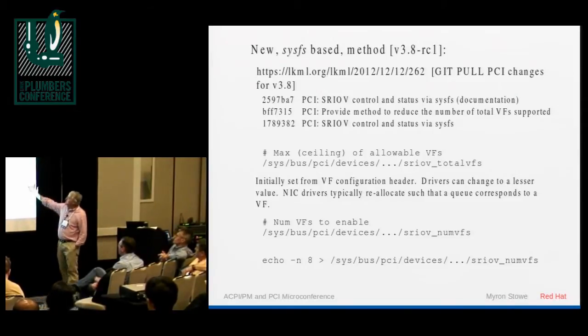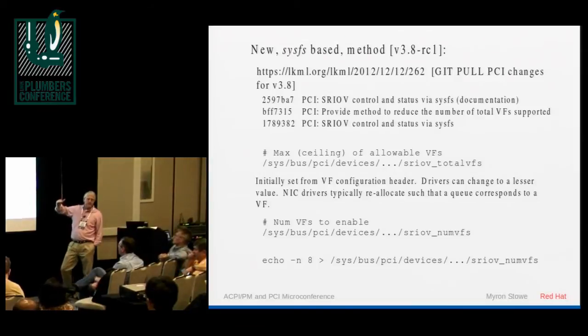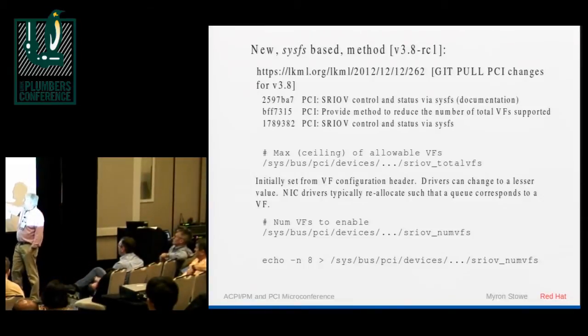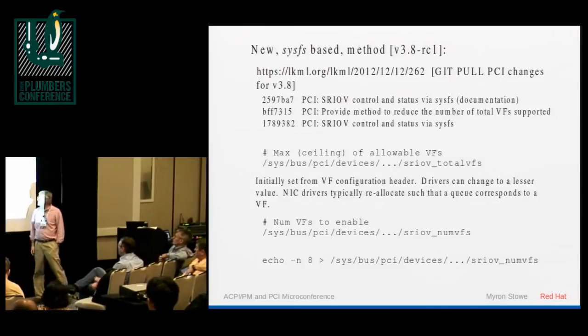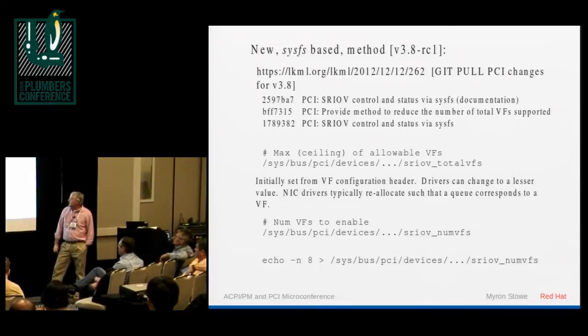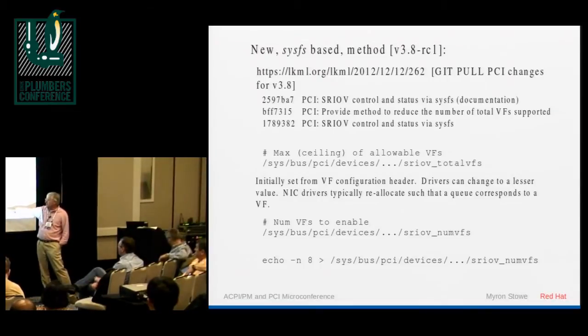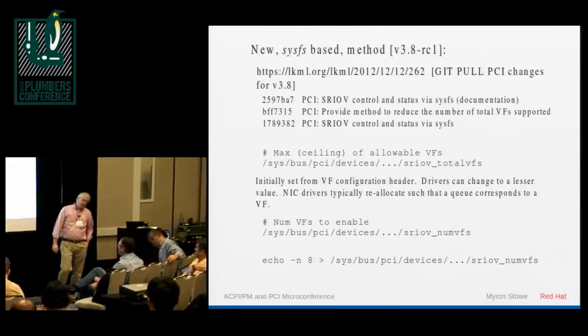Drivers can change this, so you can set a lower ceiling so that even though your NIC is capable of 64, for some reason you're going to clamp it off at 32. The driver can do that. And then how do you enable them and how do you tell how many there are? You set this value in sysfs. And so here's an example of how you do that.